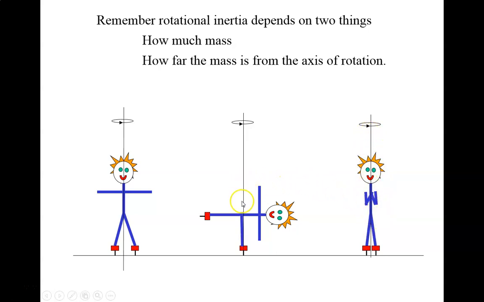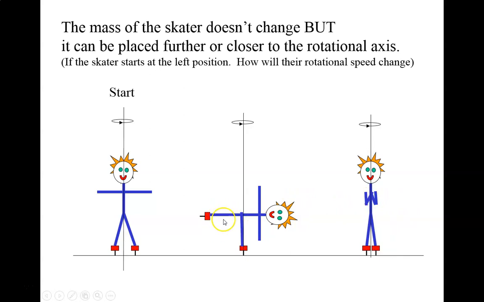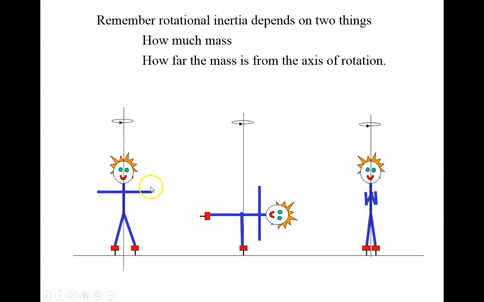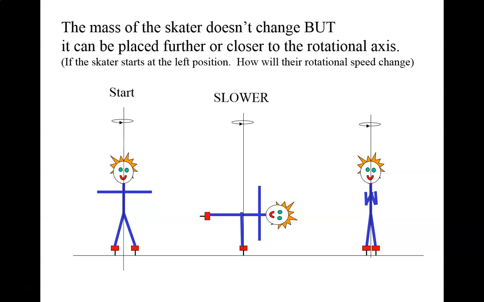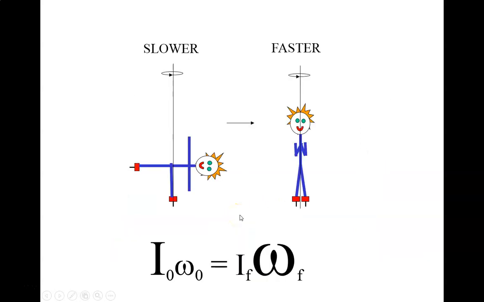And what happens if I bend over like this and I stick a leg out? What I'm doing is taking mass that was close to the axis of rotation and moving it further away. So what happens to a figure skater spinning like this if they bring their arms in? What happens to the rate of spinning? It goes up. If you bring your rotational inertia down, your rotational speed goes up. If you bring your rotational inertia up, you bring your rotational speed down.